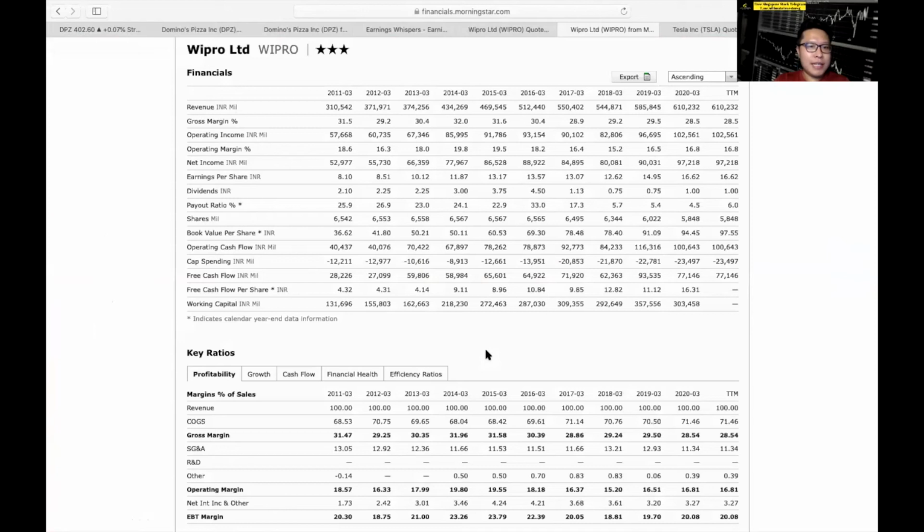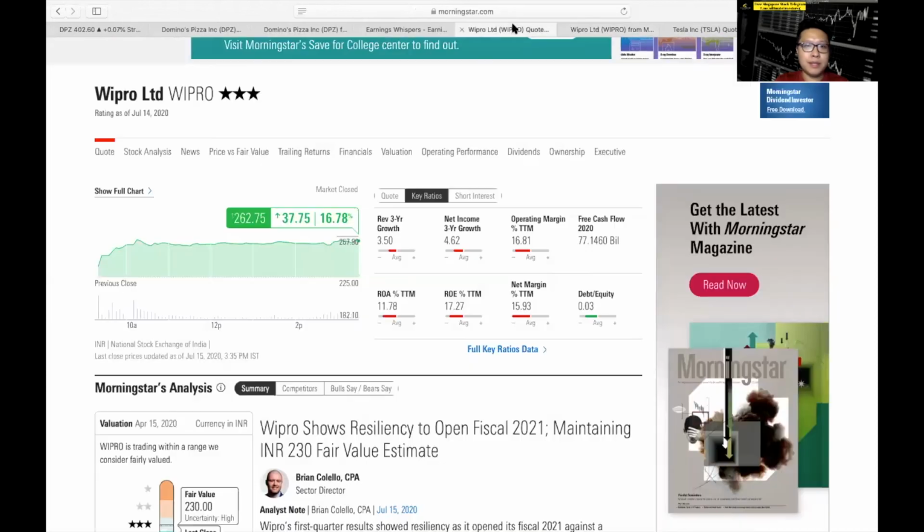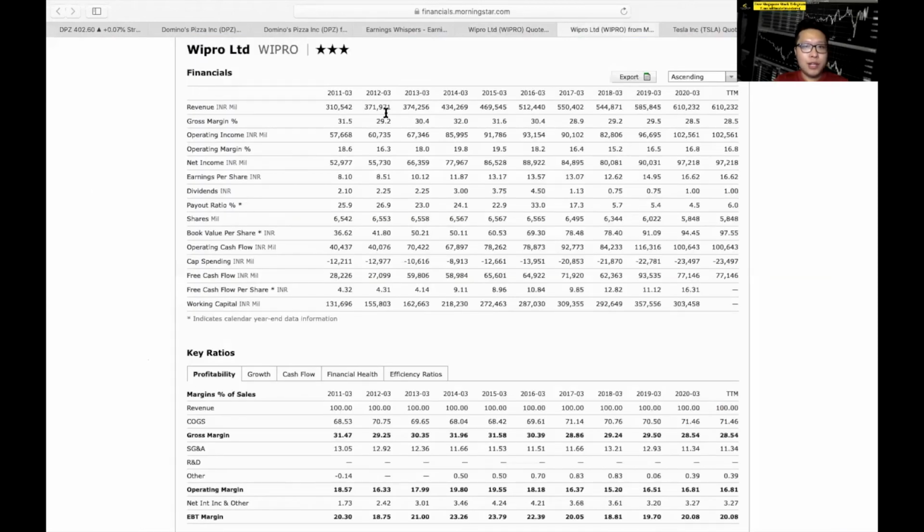So this is an India-based company, but they are also listed in the US. That is why you can see that everything is in INR, I think it's Indian rupee. You can see, first of all, the revenue is growing almost year on year. The next thing we want to look at is earnings per share. You can see the earnings per share for this company is also growing every single year.